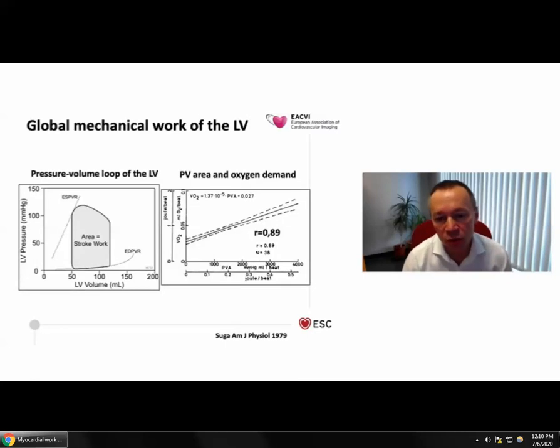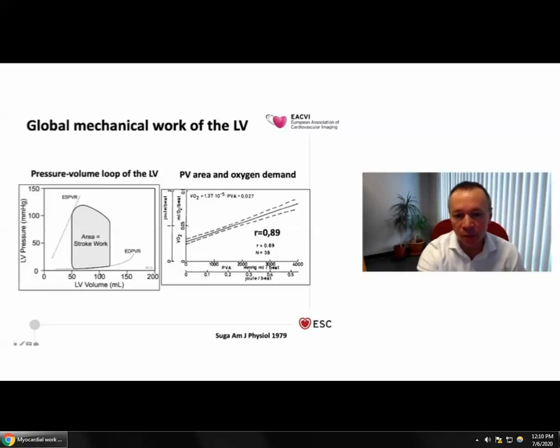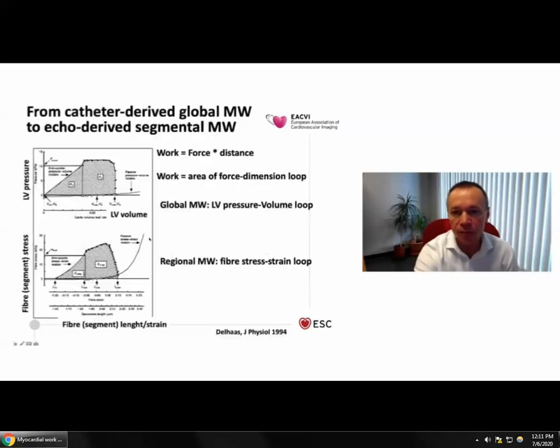So let me introduce you to the concept of myocardial work and review briefly all the work that has been done to develop non-invasive myocardial work assessment. As we have heard, during each beat, the left ventricle performs mechanical work to eject blood into the circulation. This work equals the area of the left ventricular pressure-volume loop, and correlates very highly and significantly with myocardial oxygen demand. However, this method is invasive and therefore is not so attractive for daily clinical use.